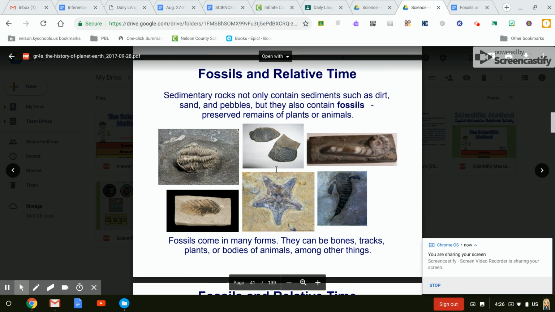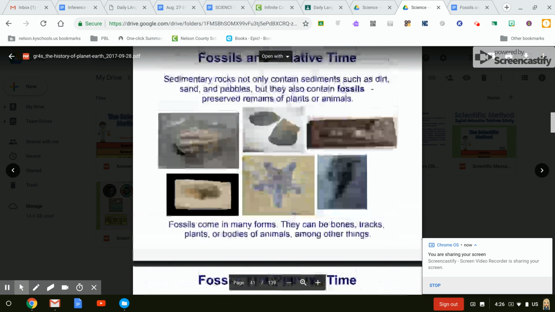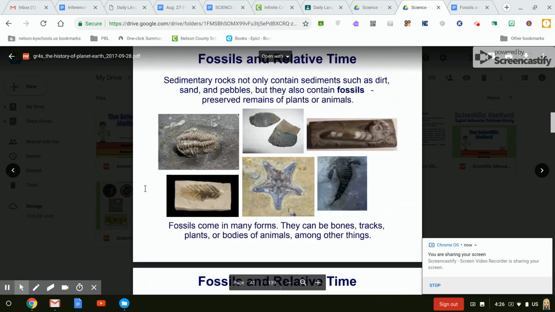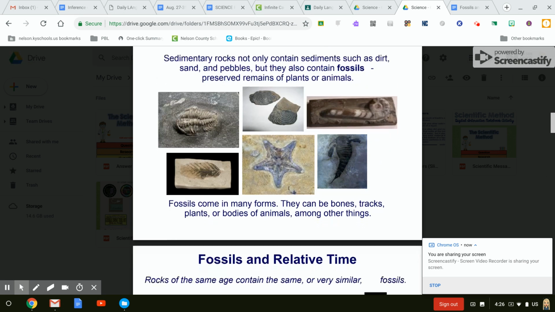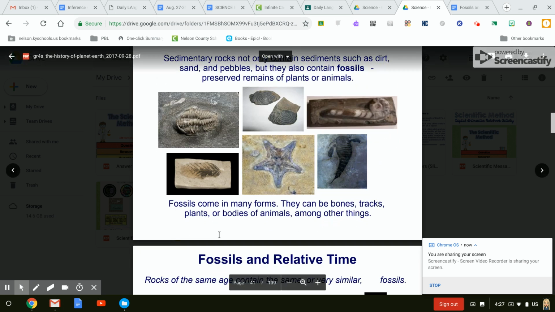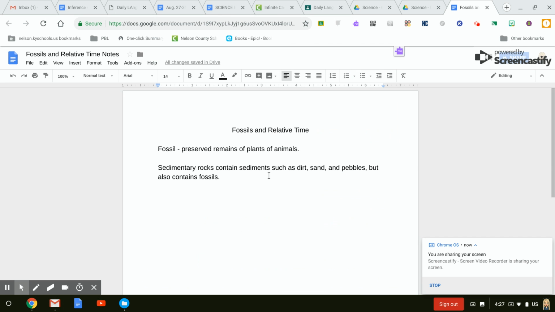Okay. So fossils come in many forms. You can see a lot of different pictures of fossils here, animal and plant remains. They can be bones, tracks, plants, or bodies of animals, among other things. And I want you to type that in here next. Fossils can come in many forms, such as bones, tracks, plants, or bodies of animals.